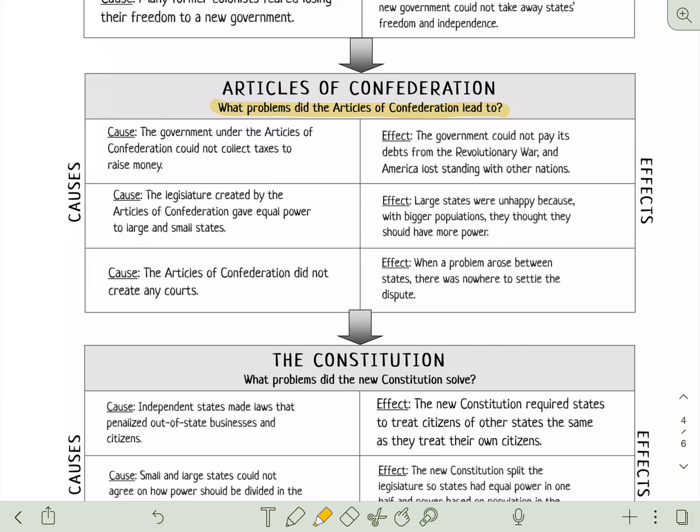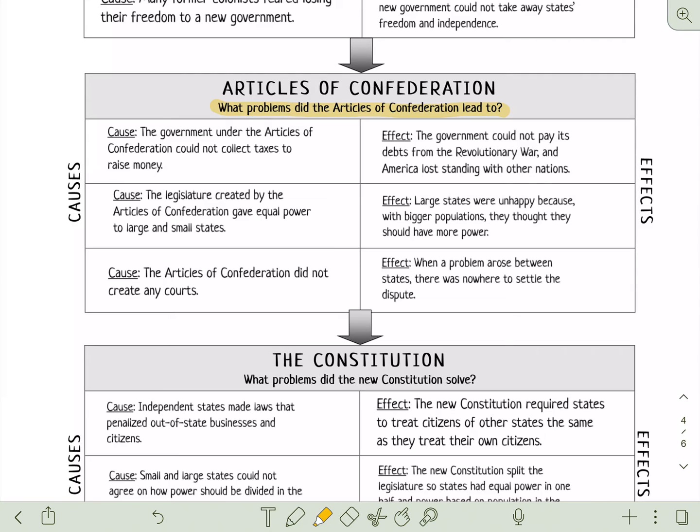So, one of the issues under the Articles of Confederation was that they couldn't collect taxes to raise money. And what that led to was the fact that the government couldn't pay off its debts from the Revolutionary War. The legislature under the Articles of Confederation also gave equal power to large and small states.